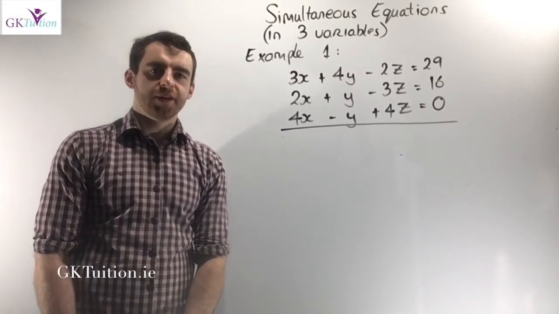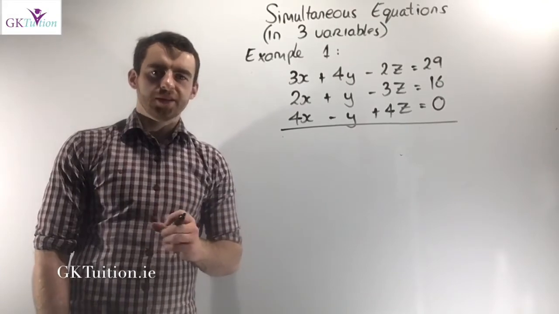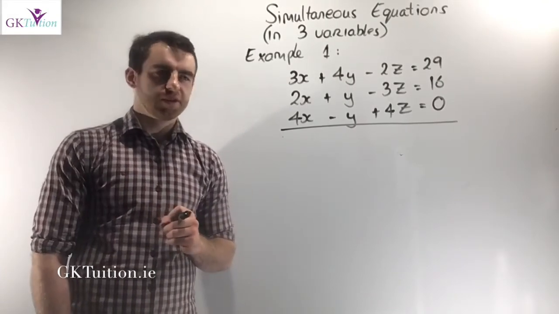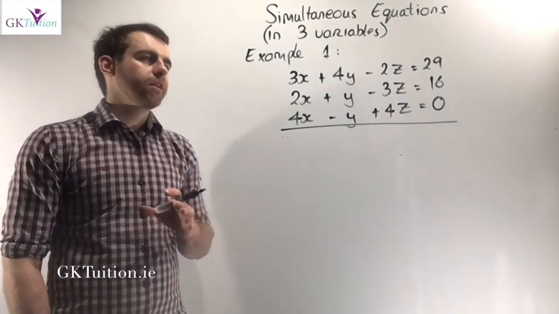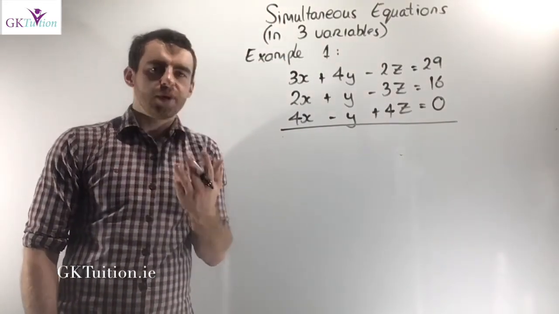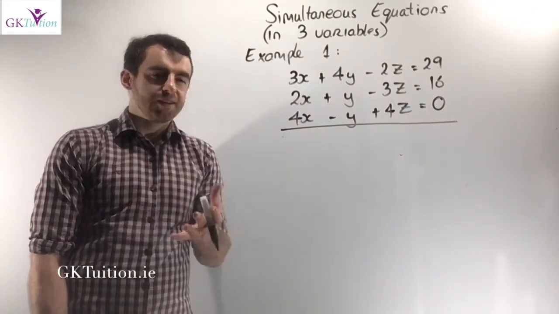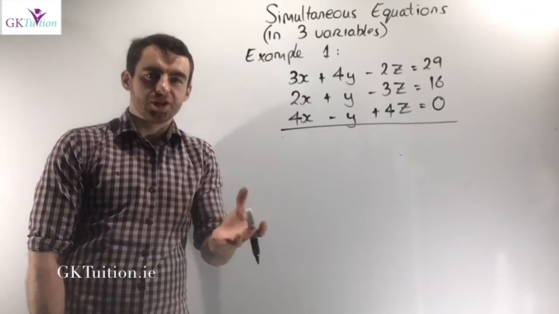Okay, over the next two videos, we're going to talk about simultaneous equations. There are two main types of simultaneous equations on the Leaving Cert. The one we're going to talk about in this video are simultaneous equations with three variables. You'll be given three equations and you'll have three unknowns. For the most part, they're basically the same as what we did at Junior Cert level.